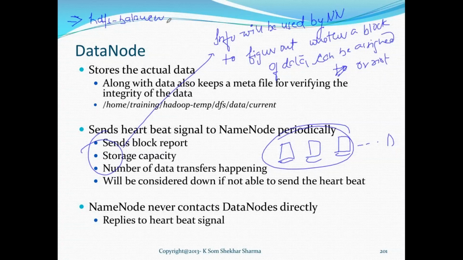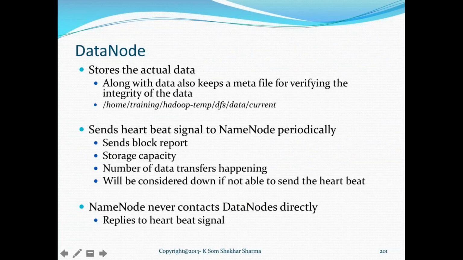I'm not sure whether it's the same script, but there is one script present using which you can balance the blocks. And please understand, the name node never contacts the data nodes directly. If the name node has some work, then it will give the instruction to the data node. So you have understood that a name node is a master process, and it never contacts the data node directly.